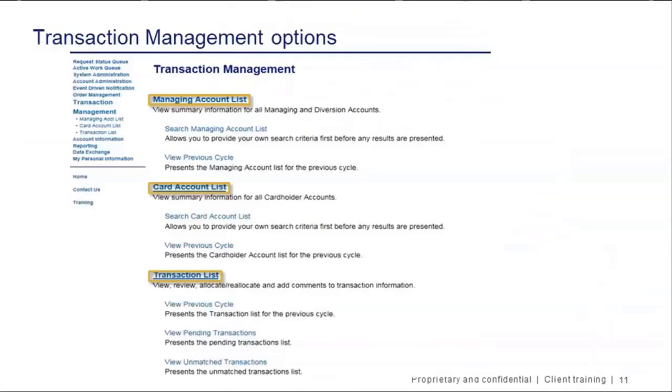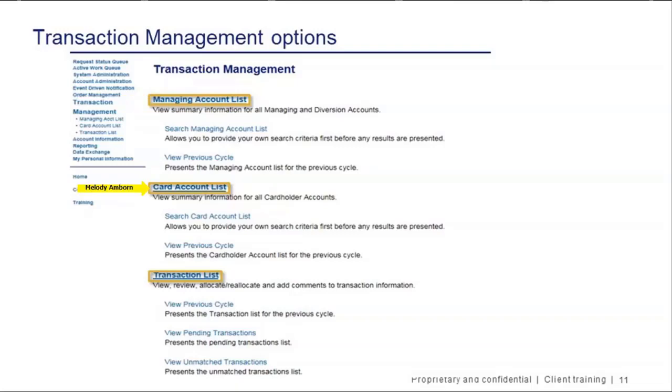So the transaction management page is the starting point for you to manage the transactions. And up at the top, if you have more than one managing account that you are responsible for as a program administrator, you'll see this view. And here you can click on managing accounts and view all the information for those managing accounts. And you can then drill down to the associated card accounts for each managing account. If you do have one managing account that you're responsible for, you'll see the card account list.